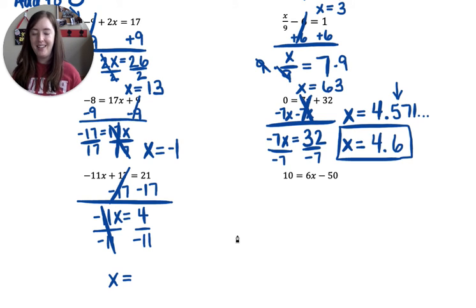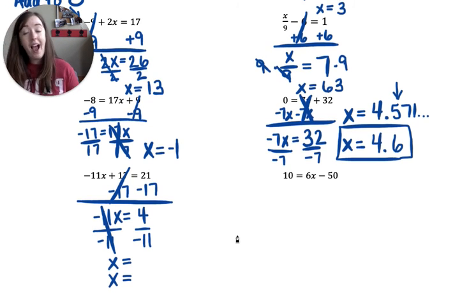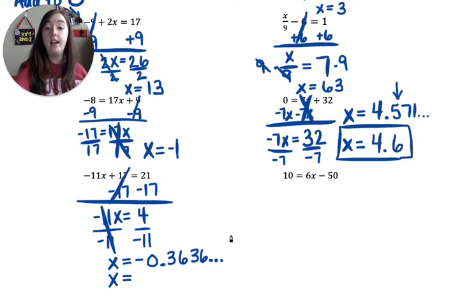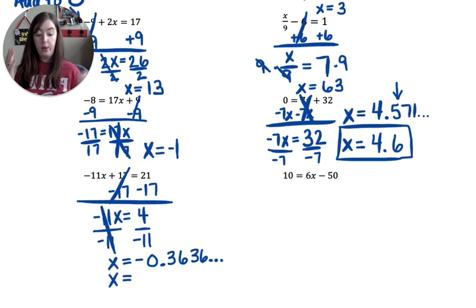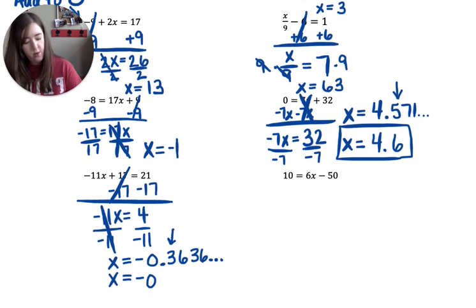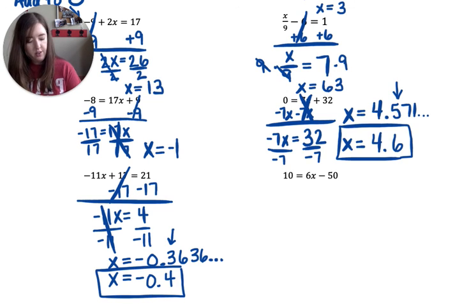So we're going to have to put that into our calculator. So when I put 4 divided by negative 11 in my calculator, I get negative 0.3636 blah, blah, blah. Now, we already talked about how we wanted to round to the nearest tenth. So we need to look at the number after that 3. It's 6. So since that's larger than 5, I have to round up. I'm going to add 1 to 3, and that'll be negative 0.4.